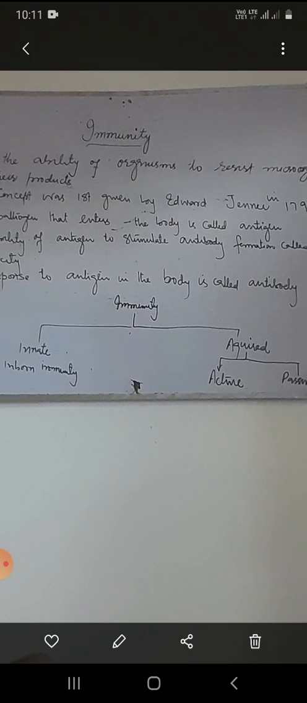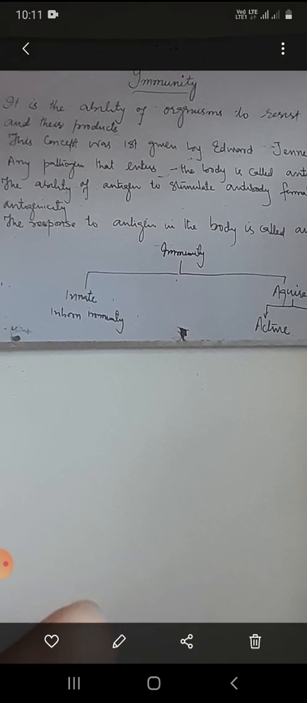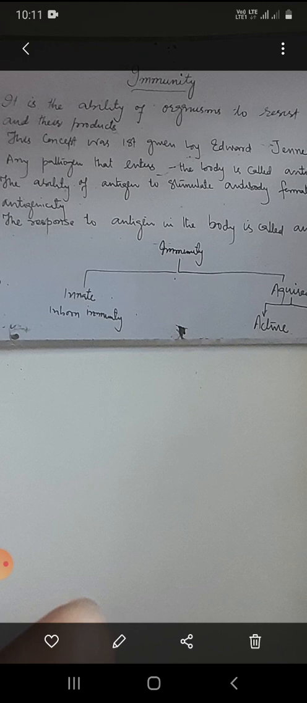Now, this whole topic in which antigen and antibody response occurs is called the immune system. This is called a system in our body, the immune system. The immune system recognizes self and non-self. Cells in the immune system are trained to recognize their own cells and also the non-self cells.